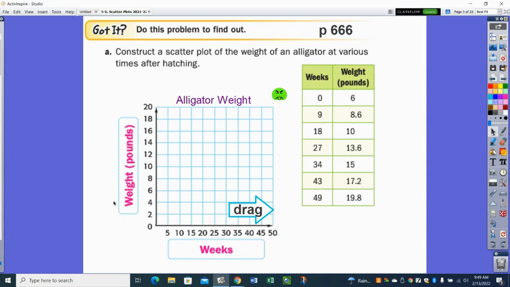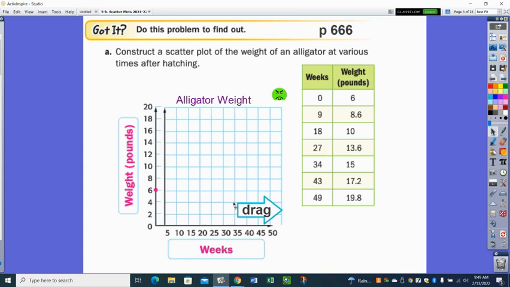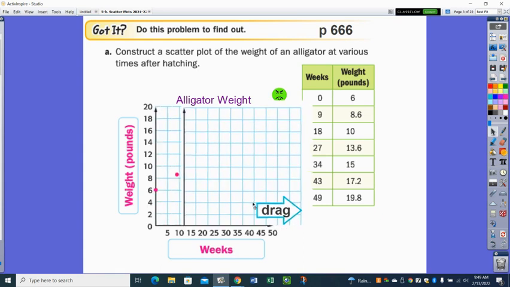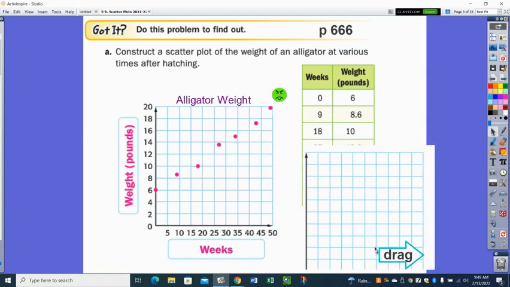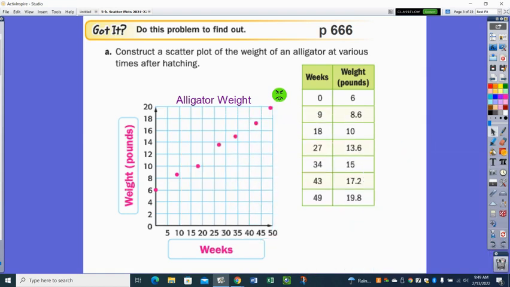Your calendar is not going to change depending on the alligator weight, but the alligator's weight will change as time goes by. And then they very nicely set the scales for you here. So 0, 6 would kind of be where he started. And then we would go over to 9 and about 8.6. And then you should see a graph that looks like this.